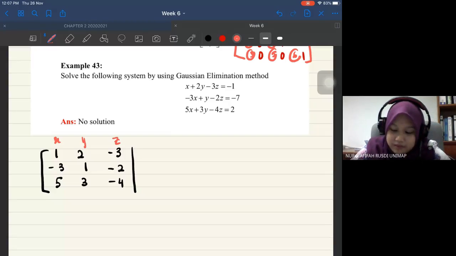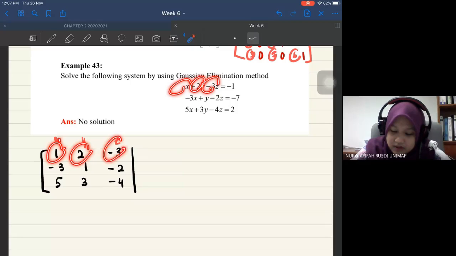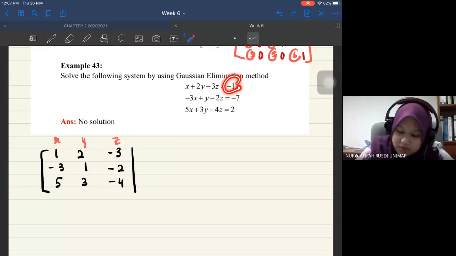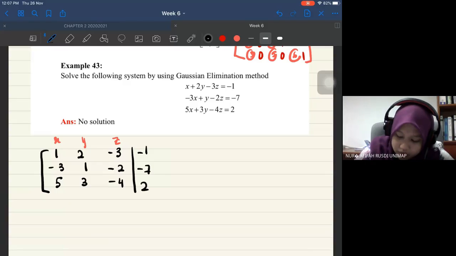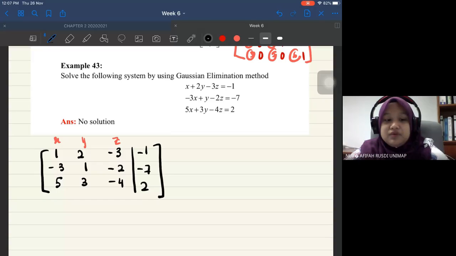So kalau you tengok X ni 1, Y ni 2, Z ni negatif 3. Okay. So negatif 1 ni akan berada dekat sebelah kanan. So dia akan jadi negatif 1, negatif 7, 2. So this is your augmented form.